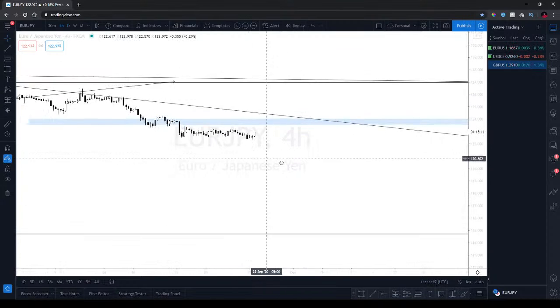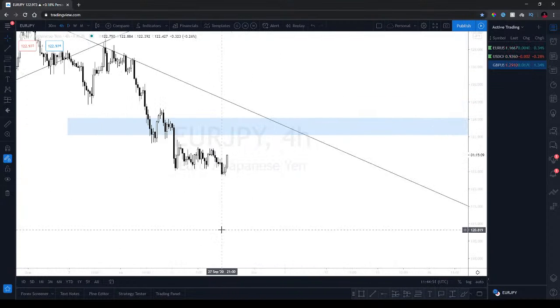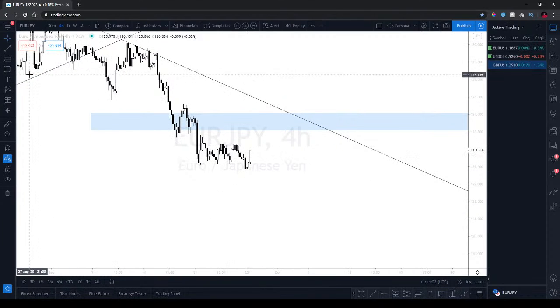So now let's go down to the 4 hour. And we can see corrective movement has started. We just need price to retrace a little bit higher for us.